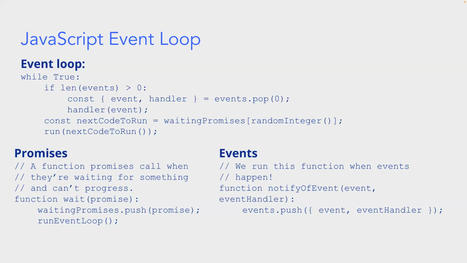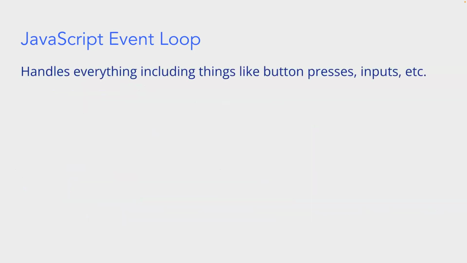Also, I think in a real event loop, we would probably have the loop for the events as well, because we'd probably run all of the events that are waiting, not just one of them, but that's not super important. The big idea is we run an event and we also run some waiting promise. And this gives us responsiveness because it means that if there's an event to run, we can actually handle it.